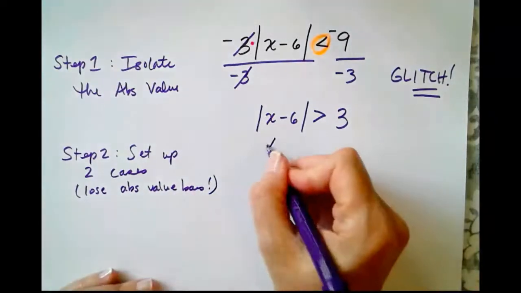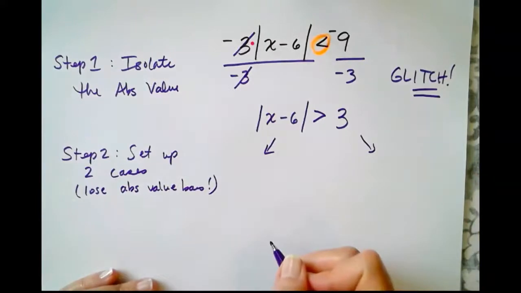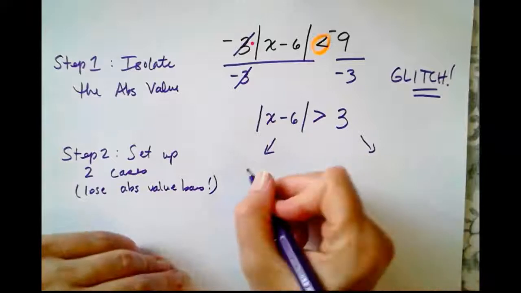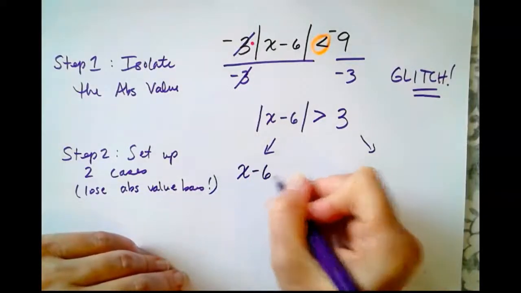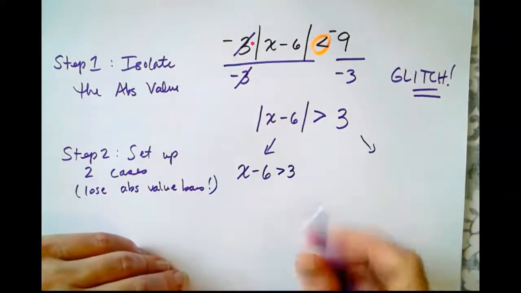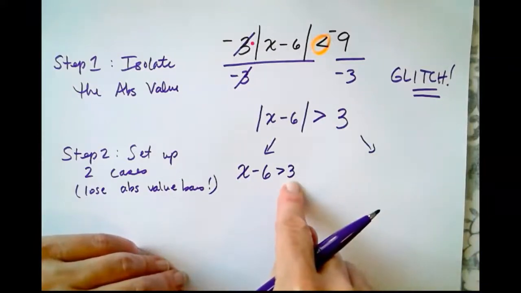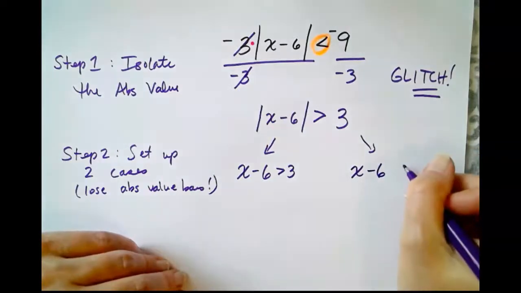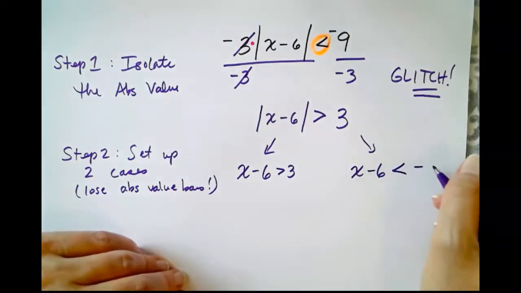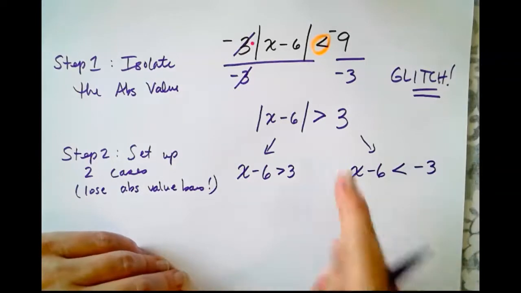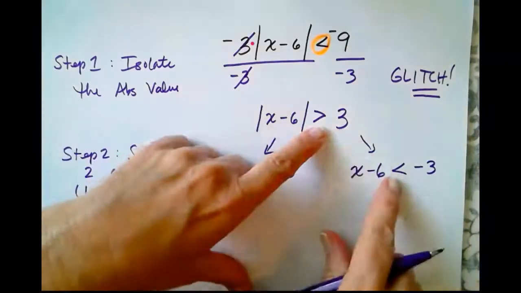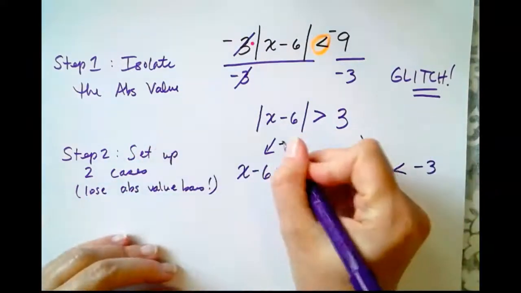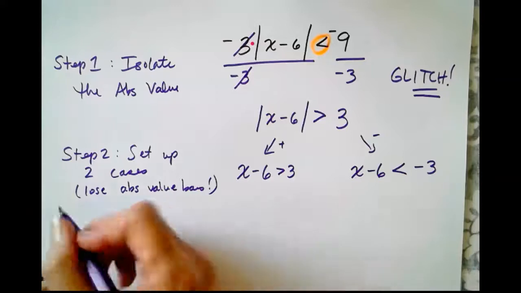Step 2, set up two cases, lose absolute value bars. Okay, so here are two cases. Remember, positive case, negative case. When we set up our two cases, we're losing the absolute value bars. So x minus 6 is greater than +3. Remember, the positive case stays exactly the same. Next, x minus 6 is less than -3. When we do the negative case, the sign flips and the sign of the number flips. This is the positive case, this is the negative case.